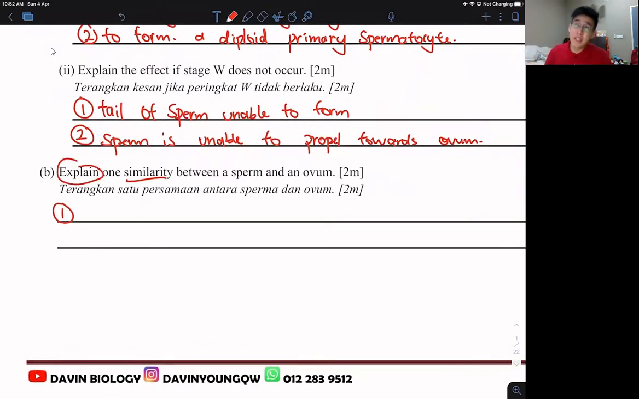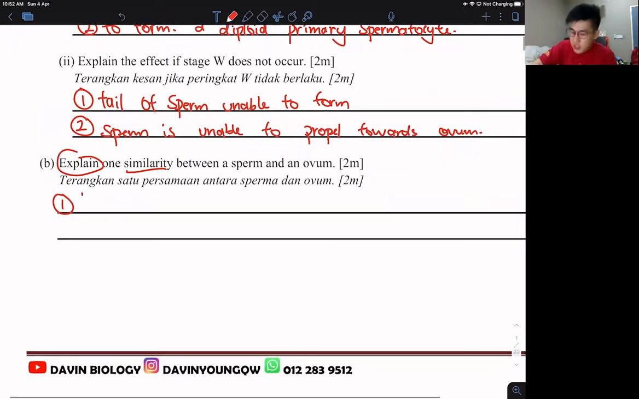Don't just say gametes. Say they are haploid gametes. Reproductive cell means gamete. A lot of you answer reproductive cells. Try to say this: they are both haploid gametes or haploid reproductive cells, though I prefer the word gametes, it's shorter. Both are haploid gametes. Then you need to explain.